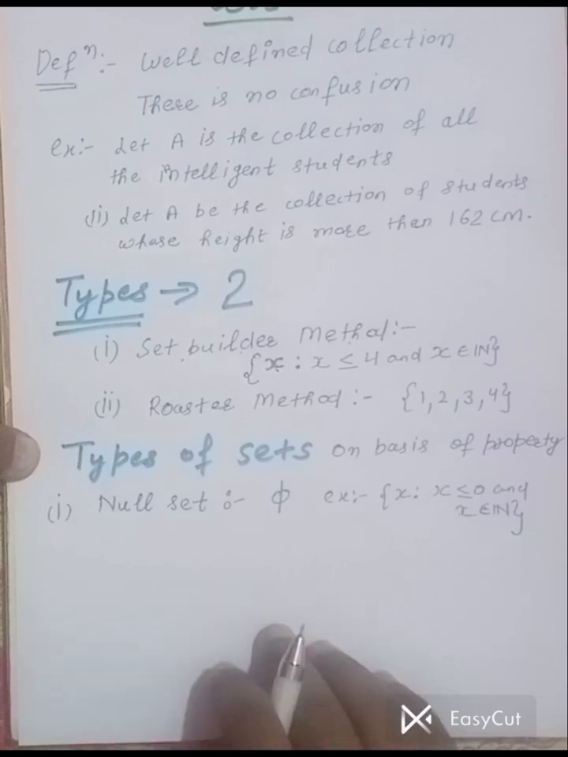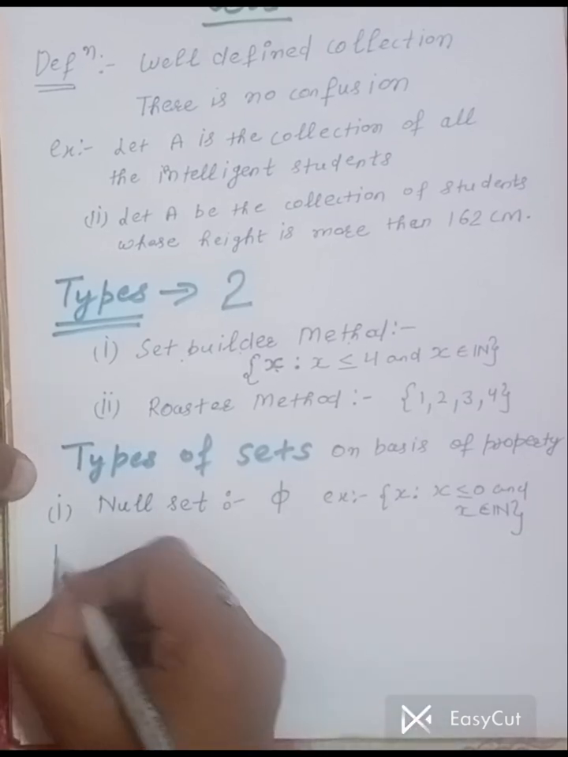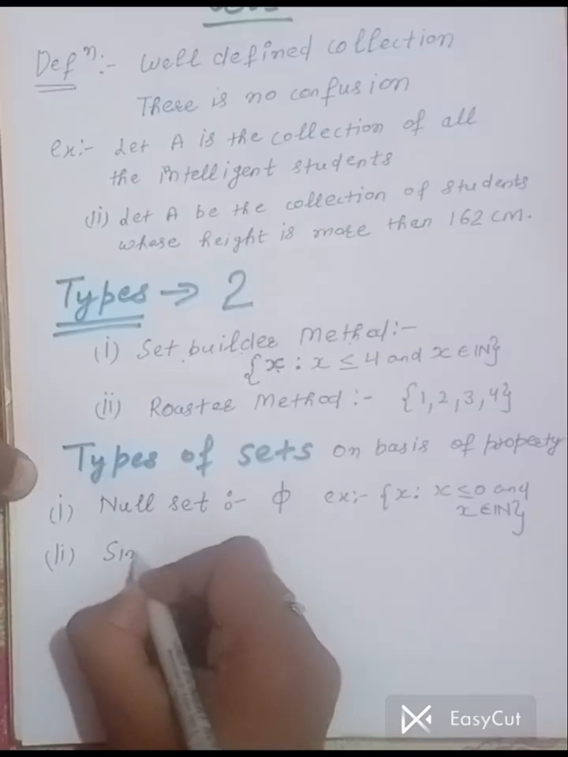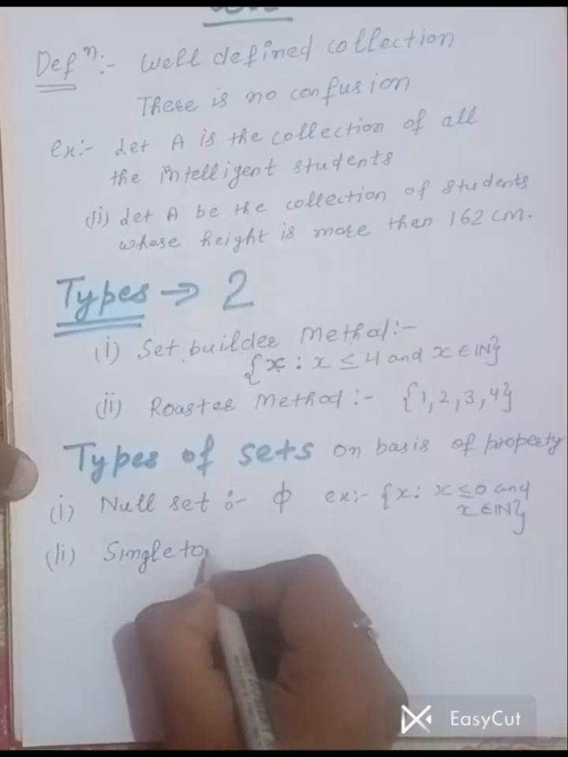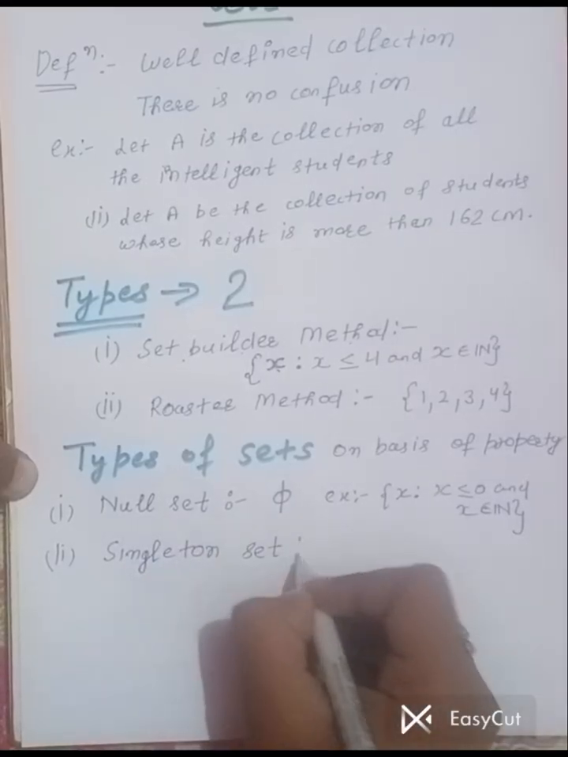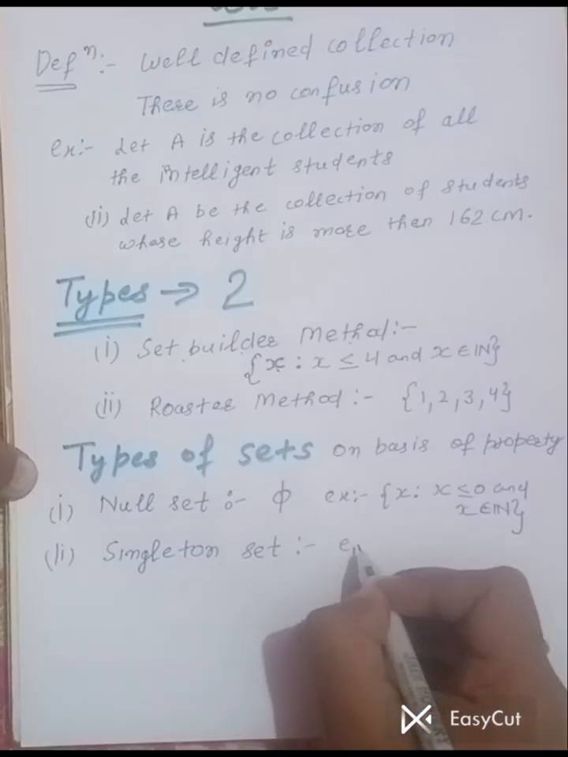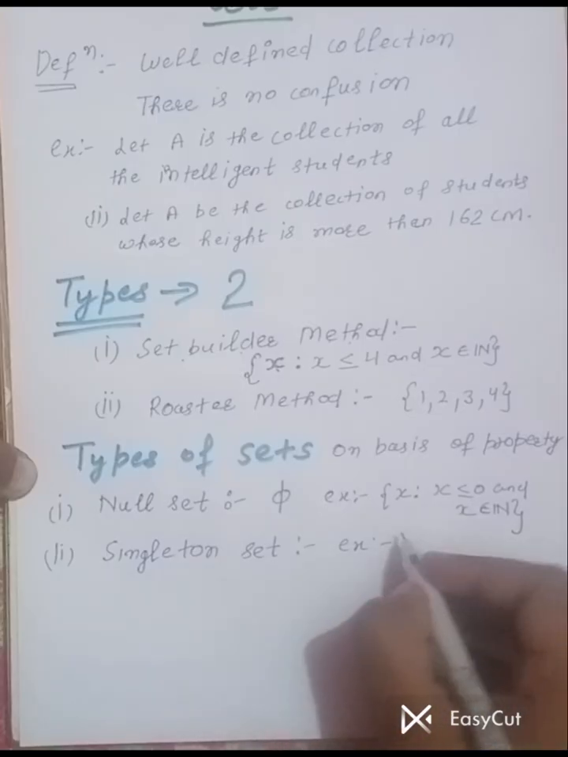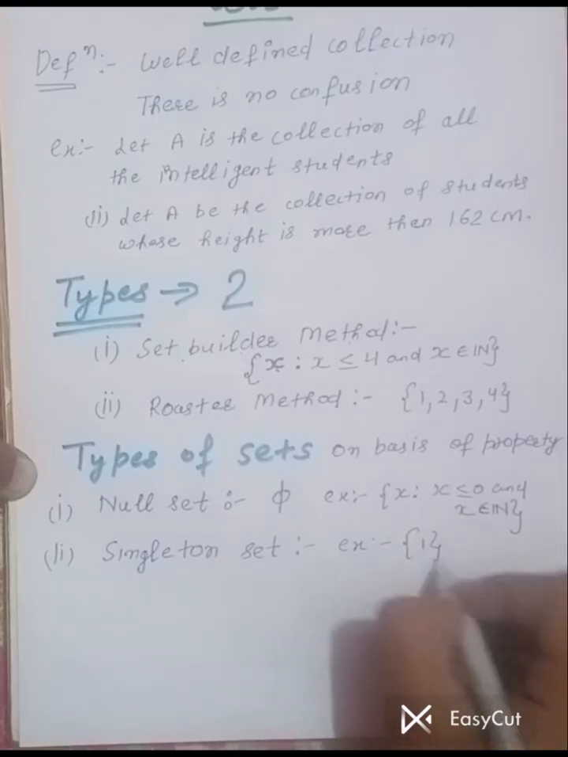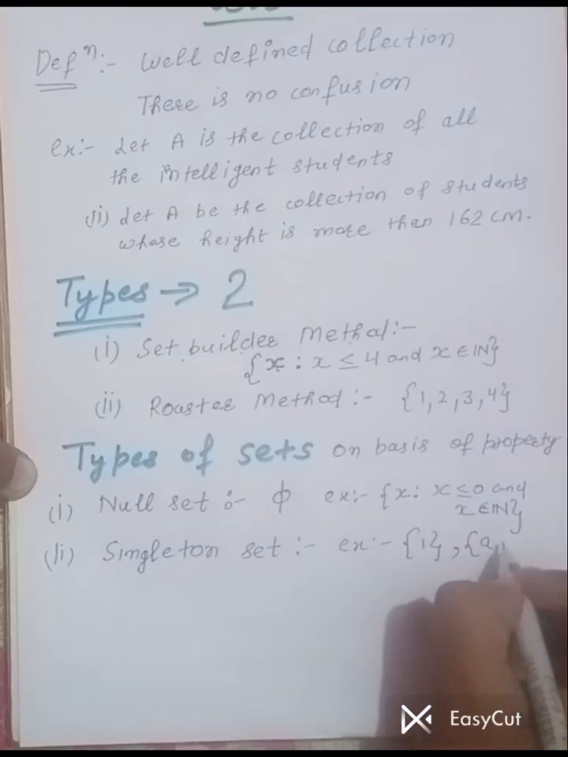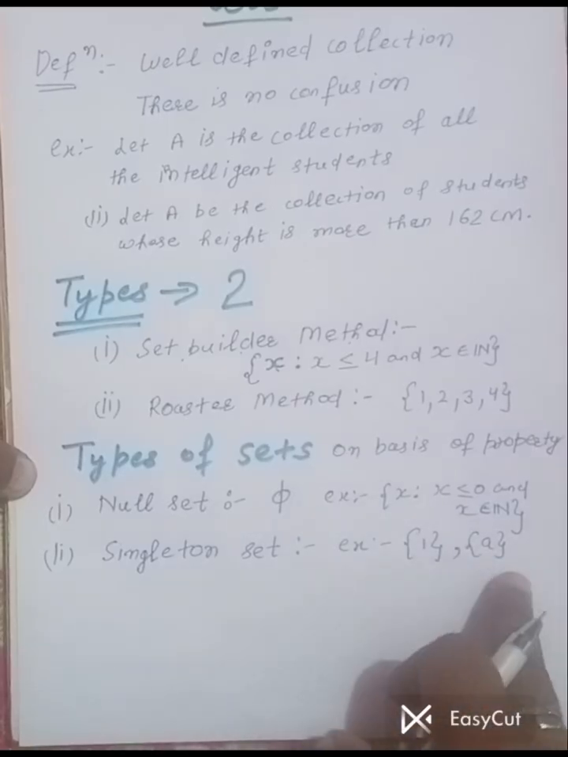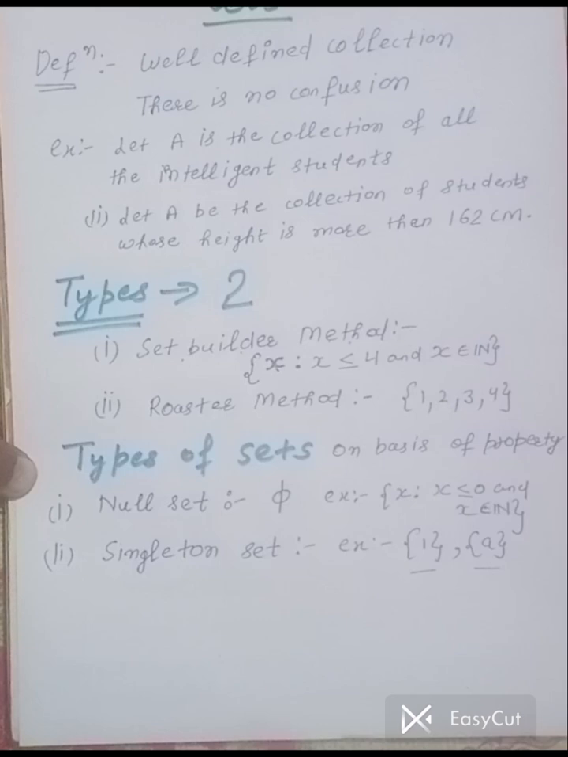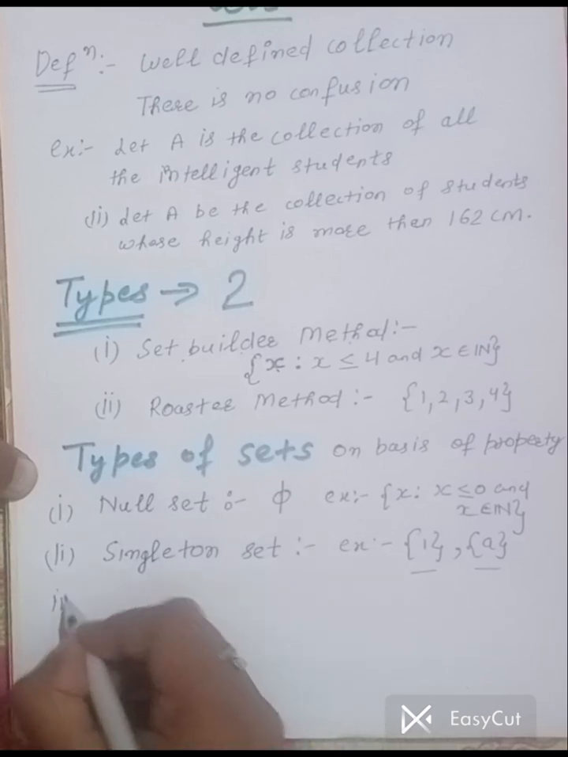Okay. The second one is the singleton set. A singleton set is a set in which there is only one element. Okay, for example, A. So these sets all have only one element. So these are singleton sets.